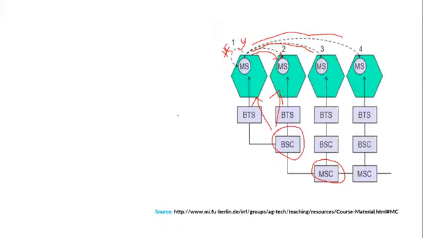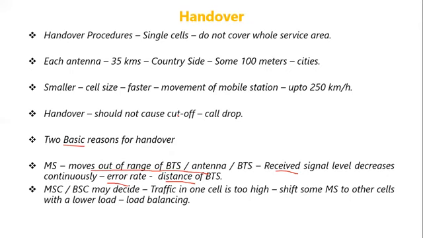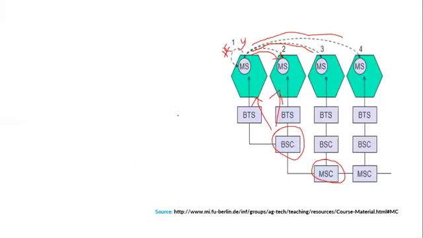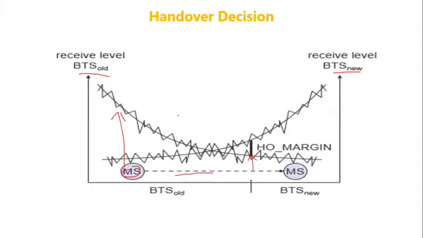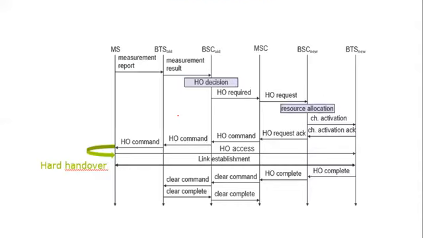Then we have discussed the different types of handovers, and the handover decision, how threshold plays a role here. Then we have discussed the handover decision depending on the particular graph, depending on the timing diagram. So that's it about handover.